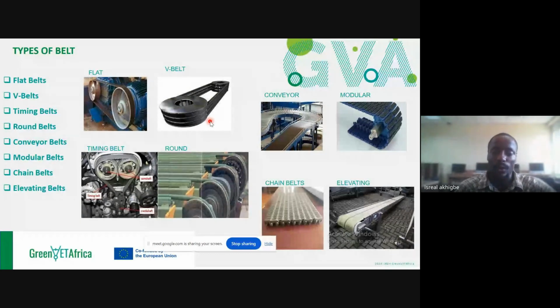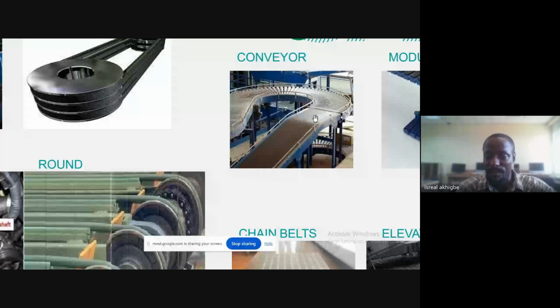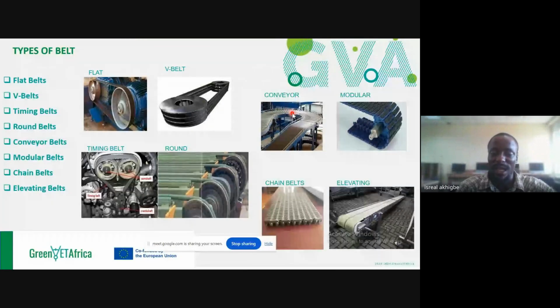Now that's the V belt. You also have it in the case of the conveyor belt. This whole thing you're seeing here is a belt. It's called a conveyor belt. These are a means of transmission. They are transmission components.